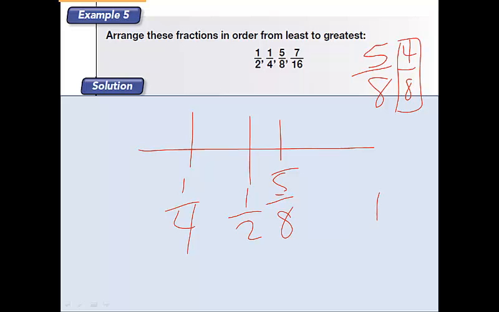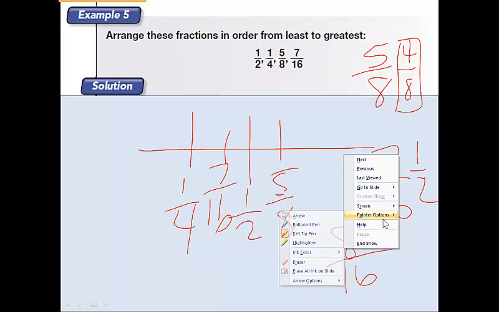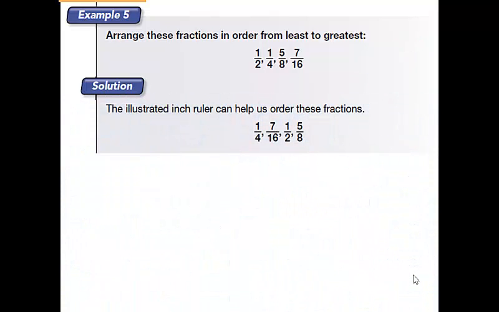And then 7/16. What's half of 16? Well, it's 8. So 7/16 must be smaller than 1/2, because half would be 8/16. So 7/16 must be right there. So I'm thinking that our order is going to be 1/4, 7/16, 1/2, and then 5/8. Let's take a look and see if that's correct. One-fourth, 7/16, 1/2, and 5/8. Very good. I like it when we do it right.